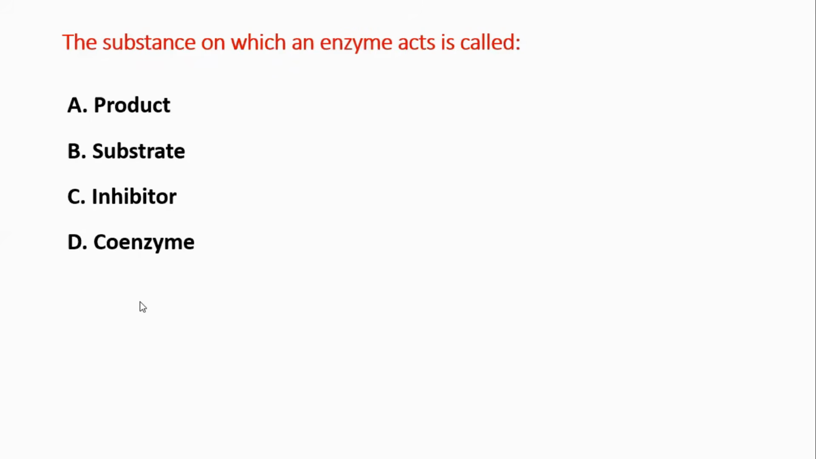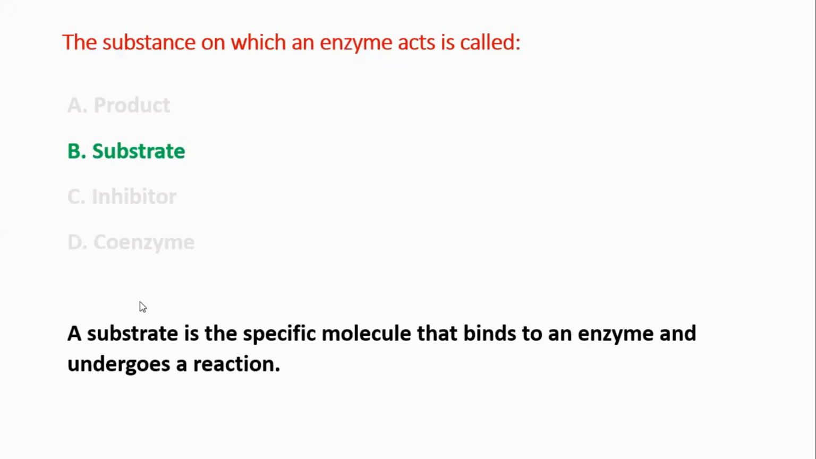So the question is: the substance on which an enzyme acts is. Options are product, substrate, inhibitor, coenzyme. As you all know, every enzyme needs something to act upon. What do you call that molecule? This term appears repeatedly in biochemistry questions, so make sure you remember it. The right answer is substrate. A substrate is the specific molecule that binds to an enzyme and undergoes a reaction.